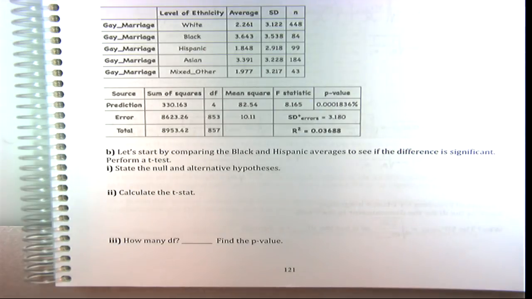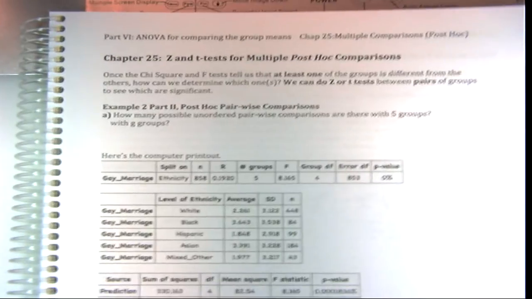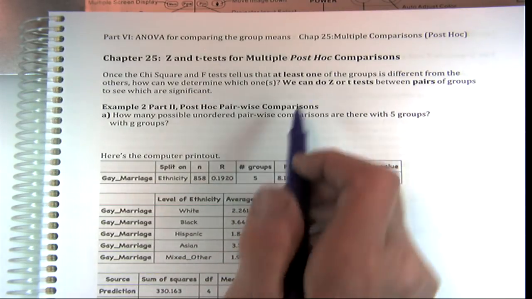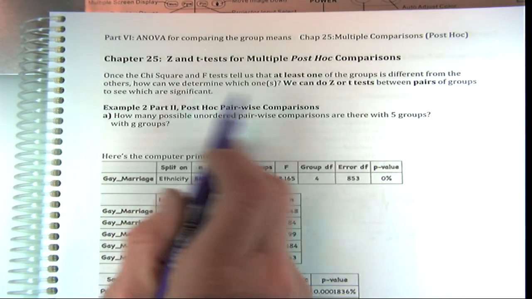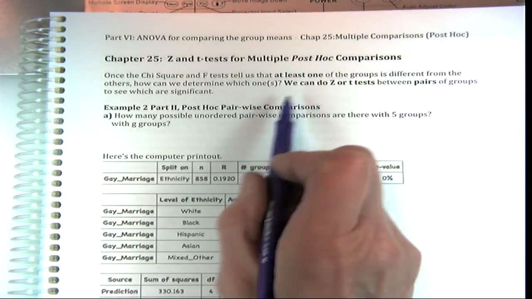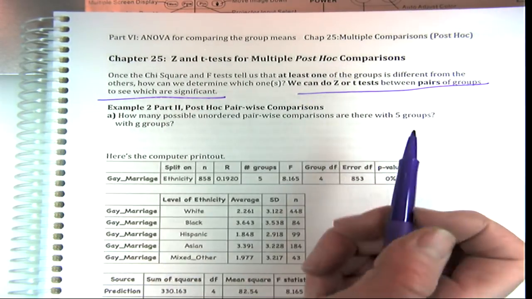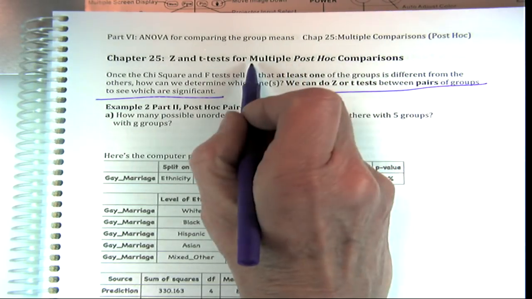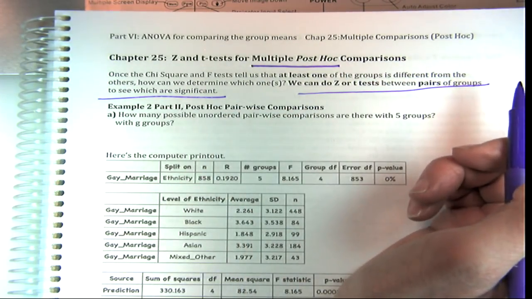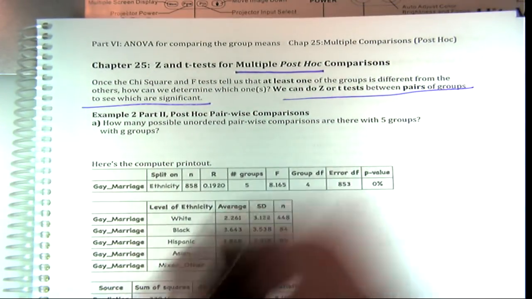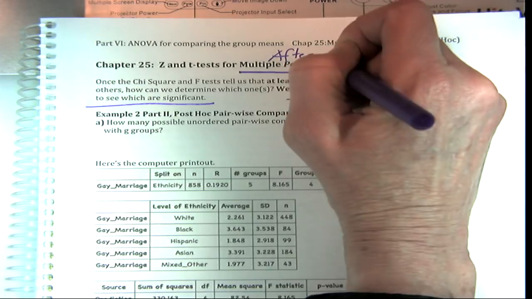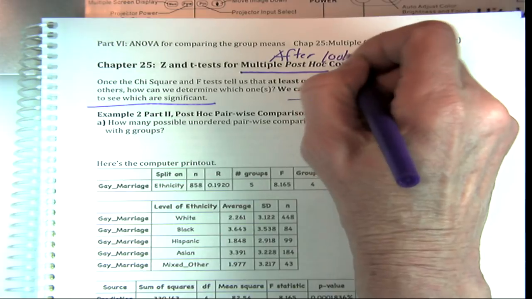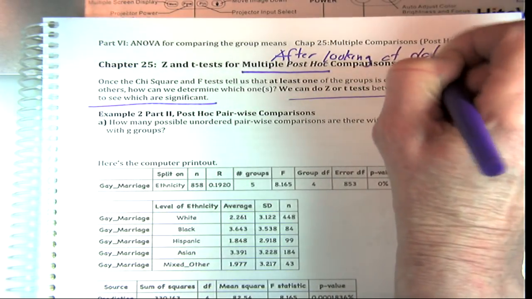Okay, let's look at this. So now, once the chi-square and the F-test tell us that at least one of the groups is different from the others, how can we determine which ones? Well, we can do z or t tests between the pairs of the groups. Okay, this part's easy, but we have to adjust it for multiple comparisons. And post hoc comparisons mean after looking at the data. Post this, after this, but after looking at data. Okay, so let's just go through this.